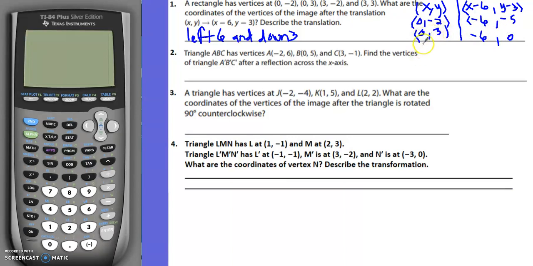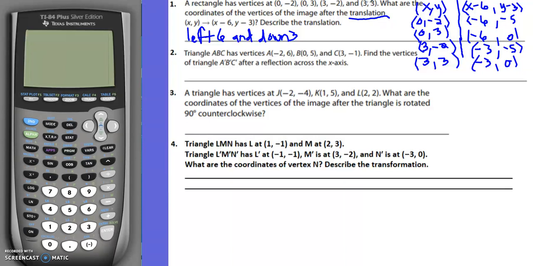Alright, the next ordered pair is (3, -2). It is going to be (-3, -5). Alright, the last ordered pair is (3, 3). It is going to be (-3, 0). Alright, that's with translation. So this is a translation. Let's take a look at number 2.